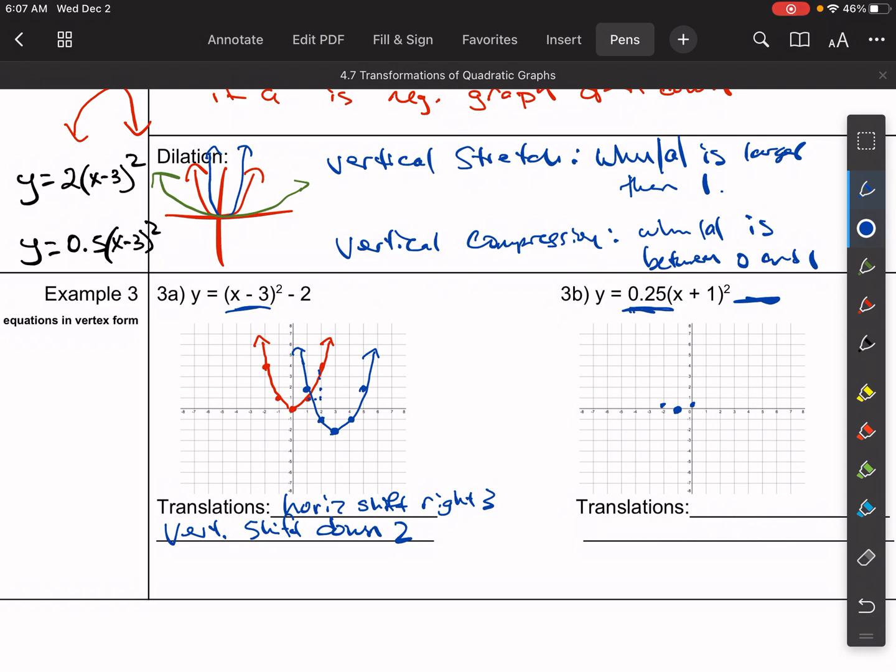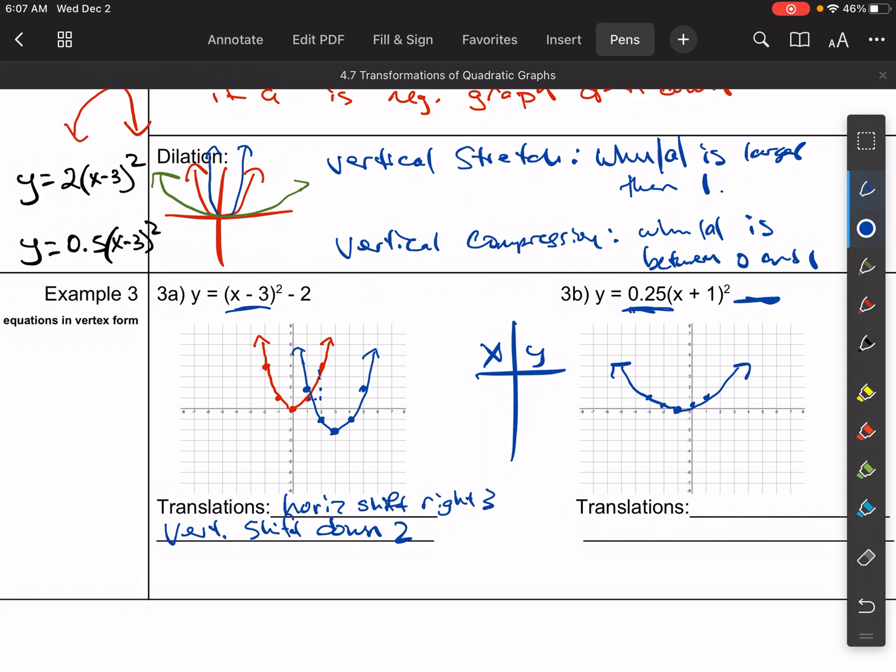And then where I was at 2, instead of going up to 4, I would have been at a fourth of 4, which is 1. So the next one over will be at 1. All right, now you can also make an XY table, plug a bunch of values in and get these, but I'm showing you how to do it just using the transformations, which is what they encourage you to do. So this thing will be getting fatter.